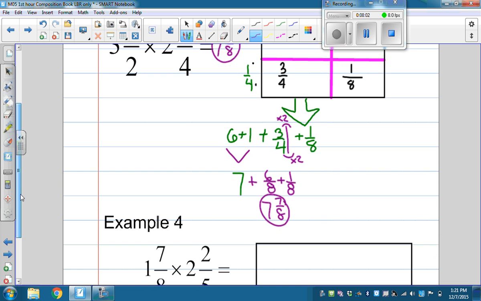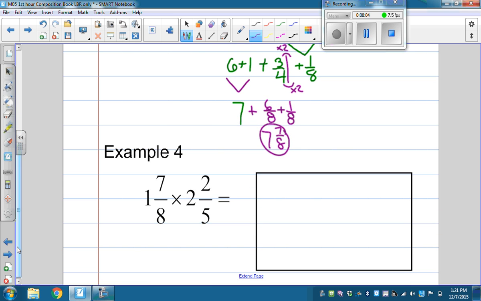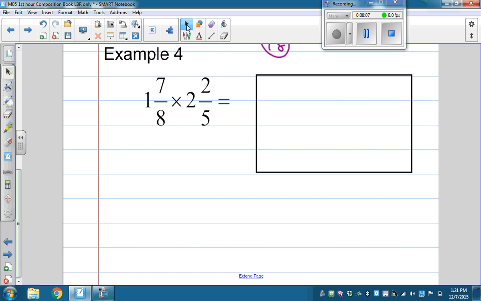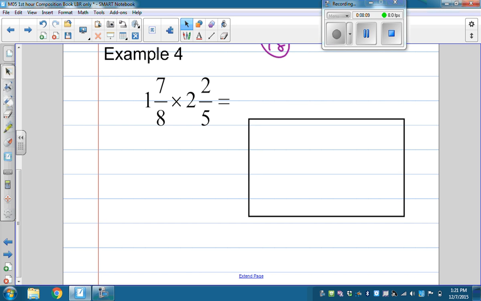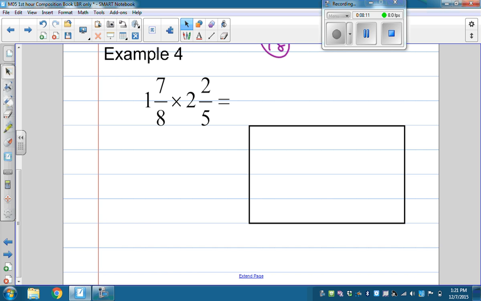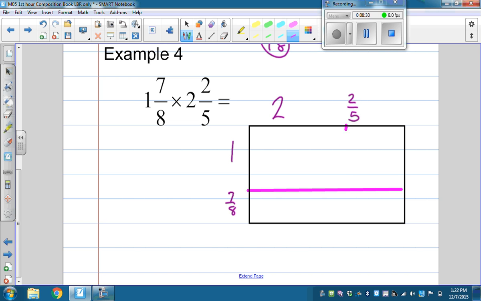And then the last example, just a little more practice. This would be a good time if you're at home to pause the screen and try this one by yourself and then play and see how you did. So I'm going to take 1 7/8 and I'm going to multiply that by 2 2/5. I'll be dividing this again into parts. And then I have 4 pieces to figure out.